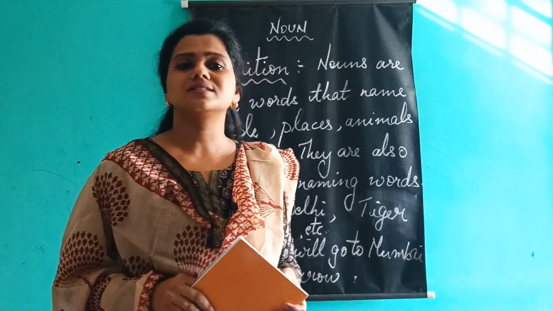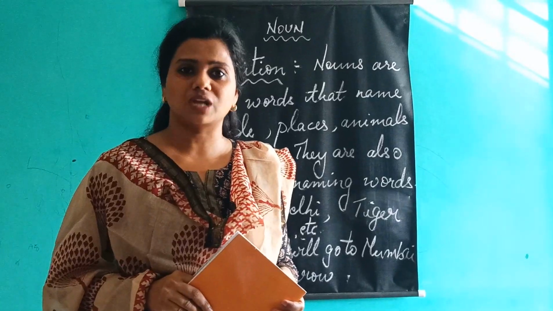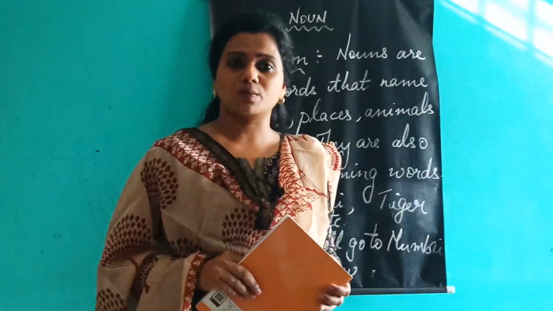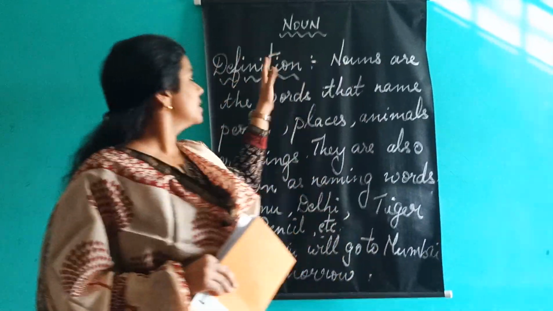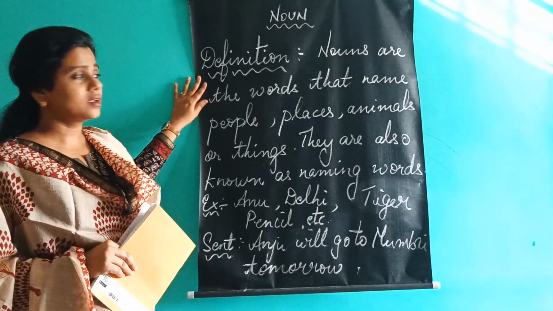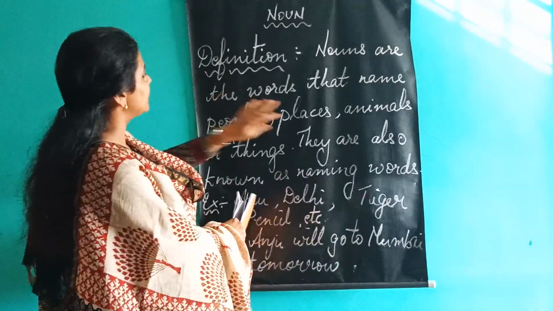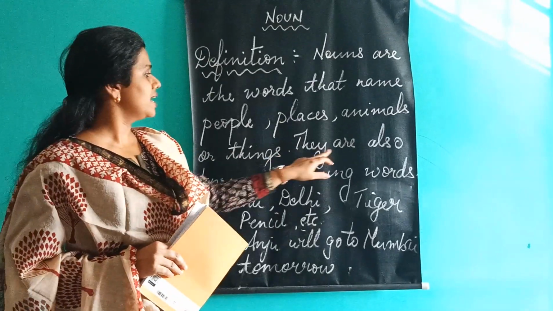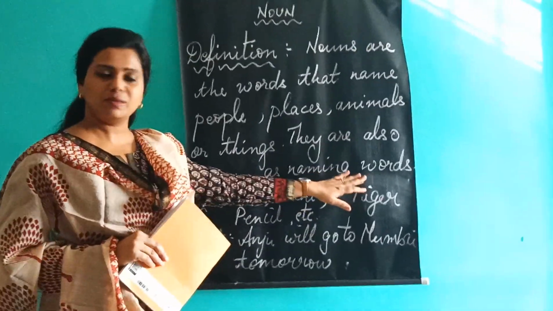So we will revise some basics of English grammar from class 3 to 7. So today our topic is noun. First of all, we learn the meaning of noun. Nouns are the words that name people, places, animals or things. They are also known as naming words.